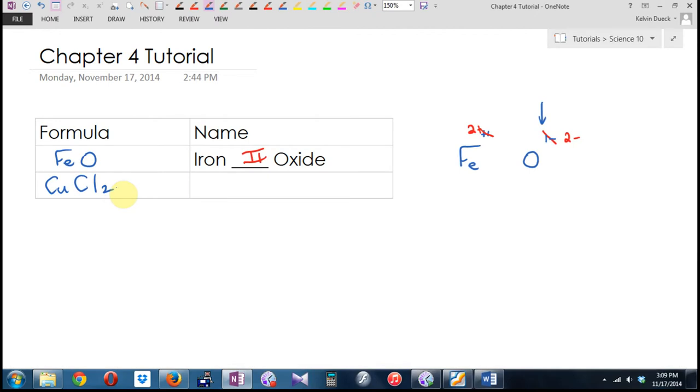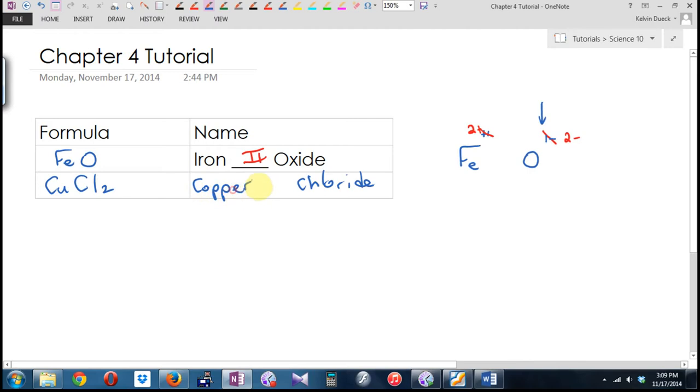Ionic, so it's going to be something chloride. Okay, Taylor, you can go. Okay, thank you. It's going to be copper. Is copper multivalent or not? Look, find it on your periodic table. Taylor, shut the door behind you, dear. Thank you.